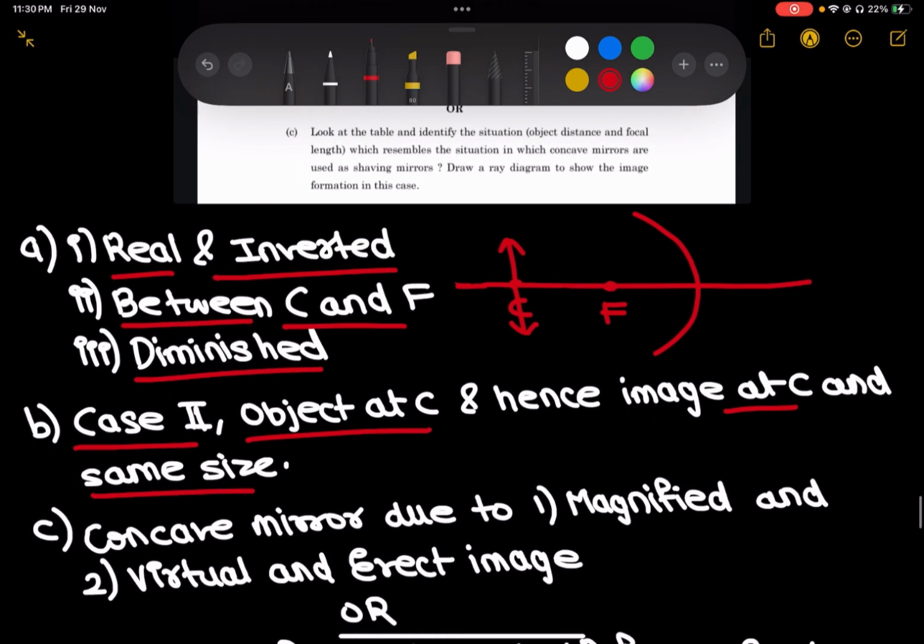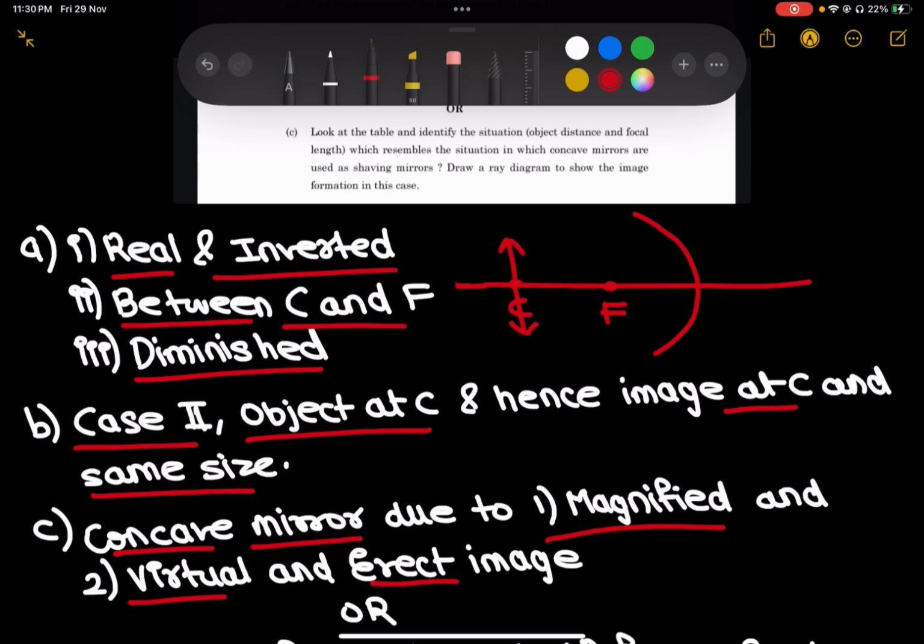So concave mirror is used by dentists due to first magnified and second virtual and erect image. If you remember, in convex mirror, we also get virtual image, but in convex mirror, the image is diminished in both the cases. Here, the image is magnified as well as virtual. So both the points are very necessary in the answer.